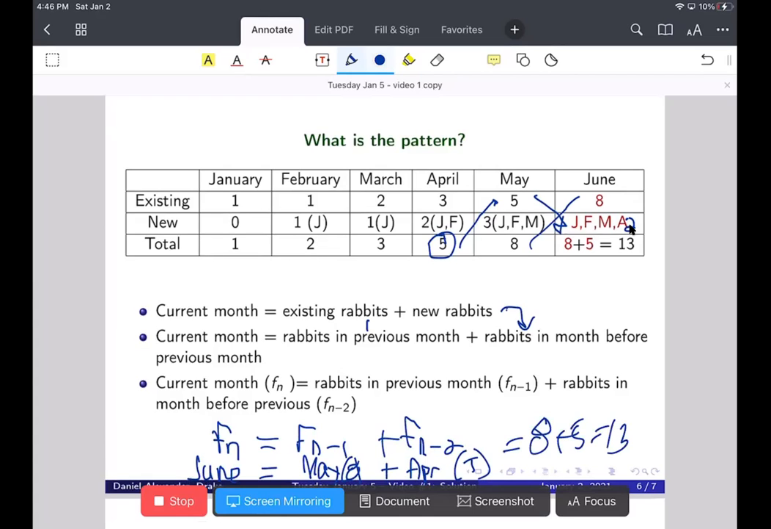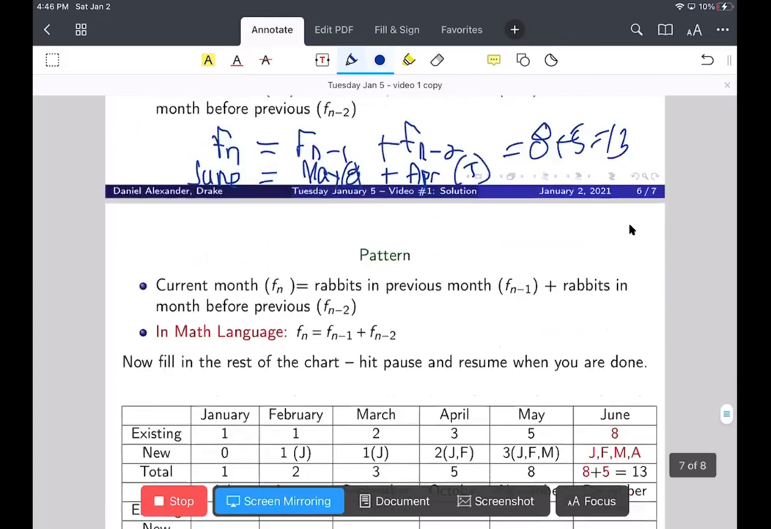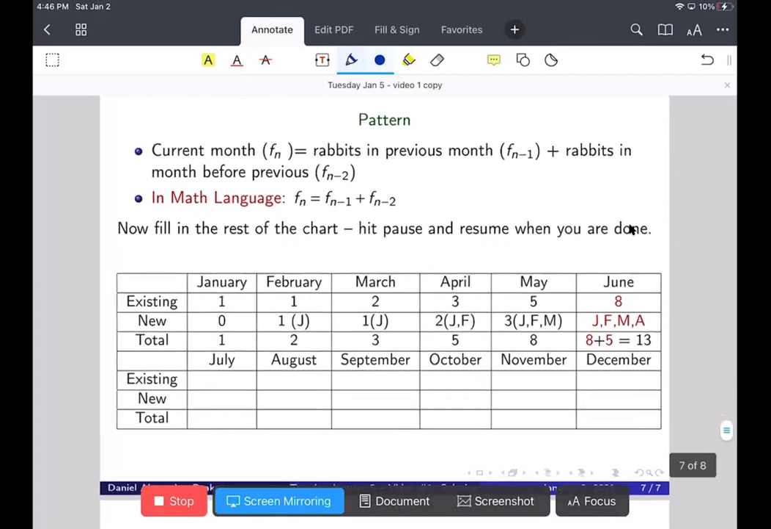Okay, so we're almost on the last slide. So I'm going to go there now. And what I want you to do is fill out the rest of the chart. So hit pause, work out all the rest of the details, and then come back. When you come back, I'm going to go through filling out the rest of the chart, and that will be it. So good. Hopefully you had time to fill it out and work it out. So let's go for July.